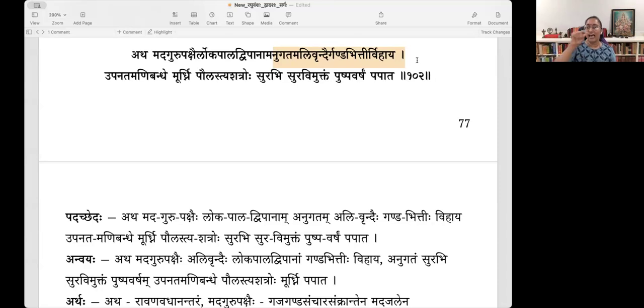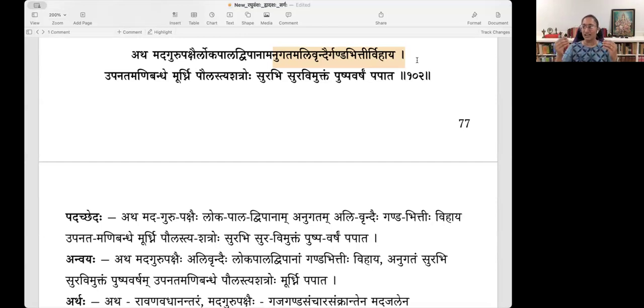Ali vrindaihi anugatam pushpa varsham: the flowers followed by groups of bees. And how were those bees? Their paksha, that is their wings, are very heavy because of that mada jalam. They were trying to get this mada jalam from the elephants, and it is a very sticky liquid. So it has gone and stuck to their wings, and it has made their wings very heavy.